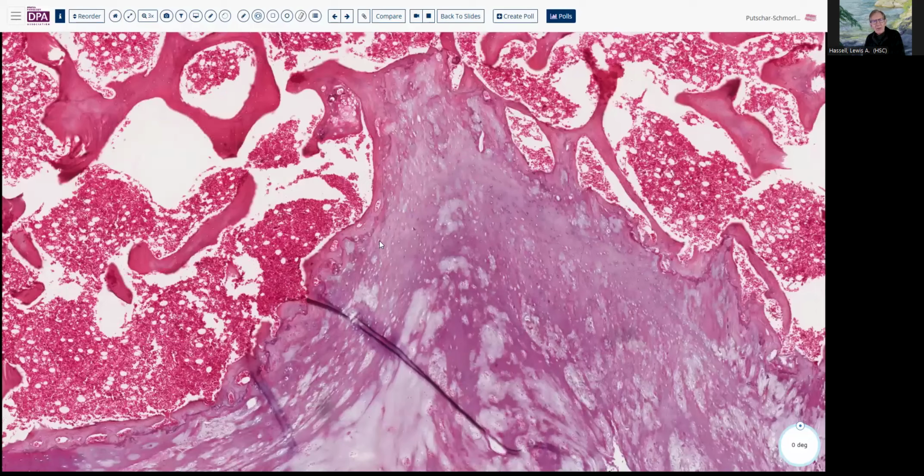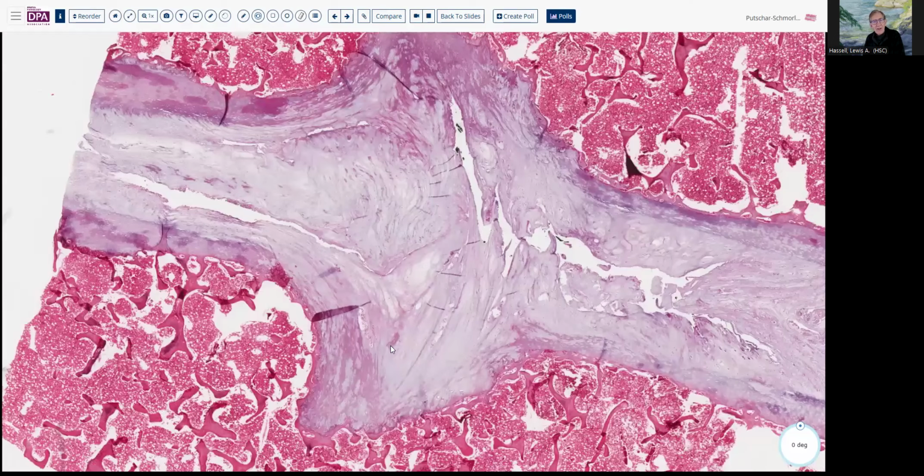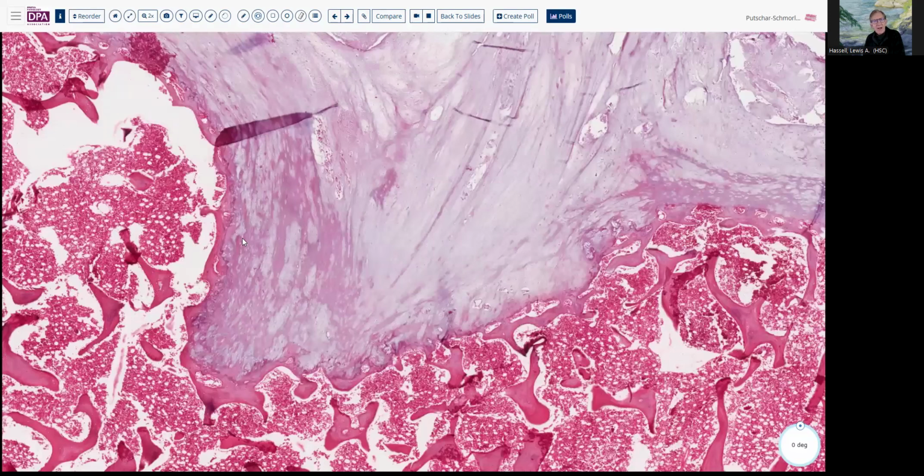So this is not necessarily a traumatic herniation. It's just an extension that appears uninvolved by any inflammation or disruption in the bony trabeculae. More of an anatomical variant, at least it would appear in this situation.